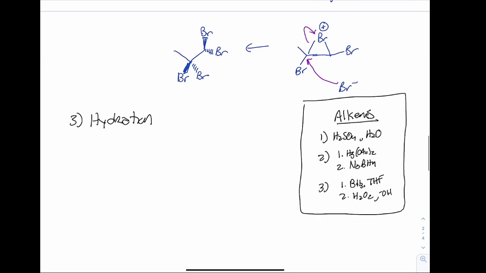So I am going to have the 2 methods again. They're just going to be different than they were with alkenes. So my first one, I'm going to use mercury sulfate.